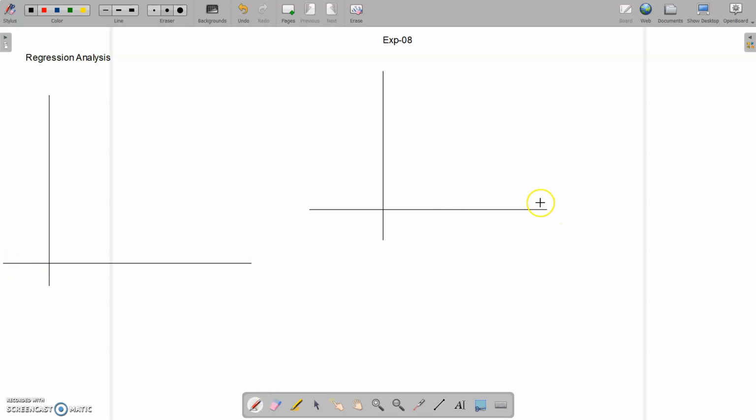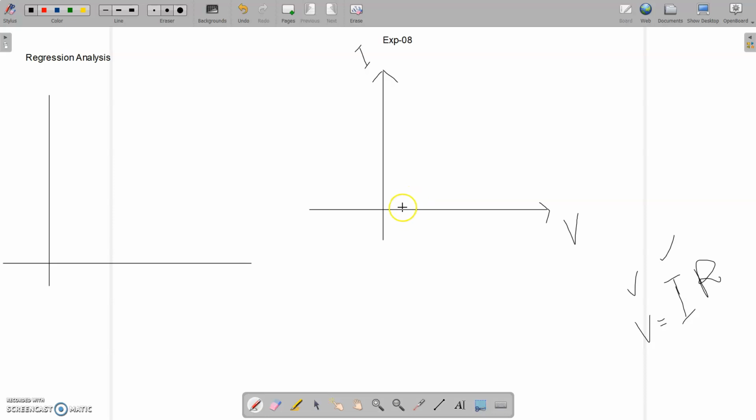Say in the x-axis you have voltage, and in the y-axis you have current. You have performed this experiment in your lab in your first year. V equals IR, that is the experiment. You changed different values of voltage, measured the different values of current, then you put the data on the axes.